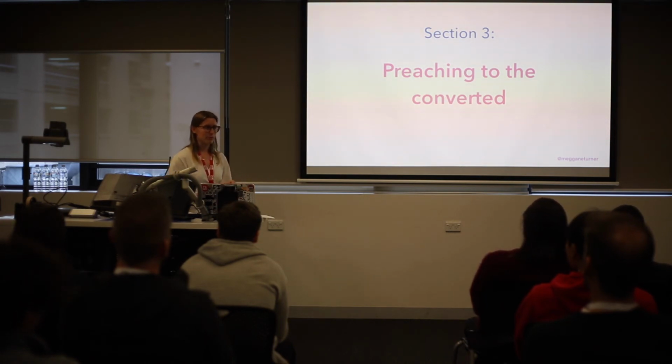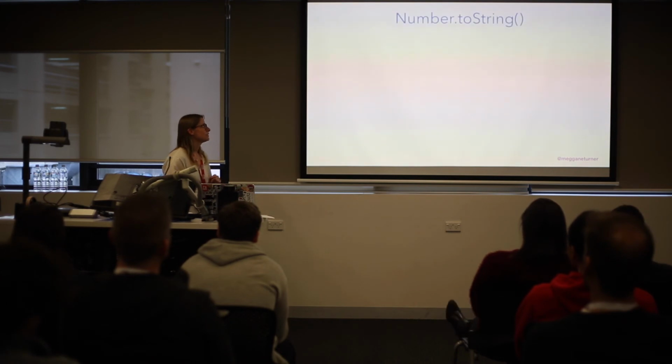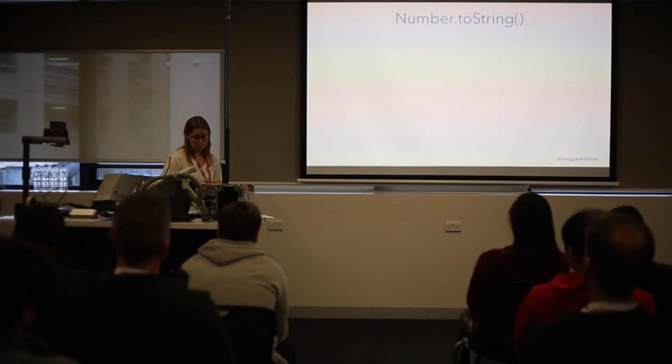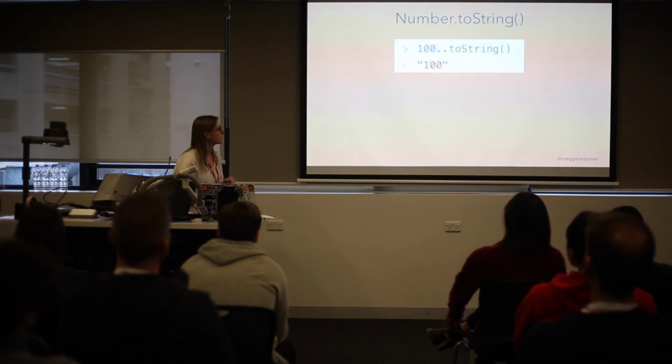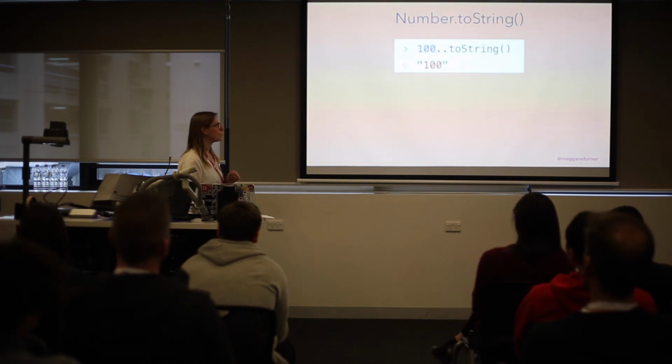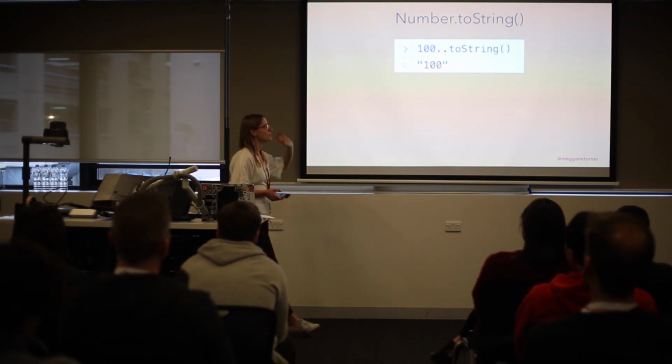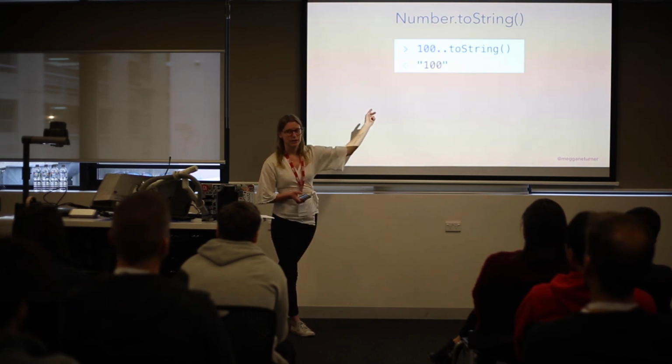Let's say that we have a number, but we want to convert it to a string. What can we do? We can use the toString method. So I can say, I'm going to give you a number of 100 and I want you to return it to me as a string. And it will. Note that that double dot is not a typo.